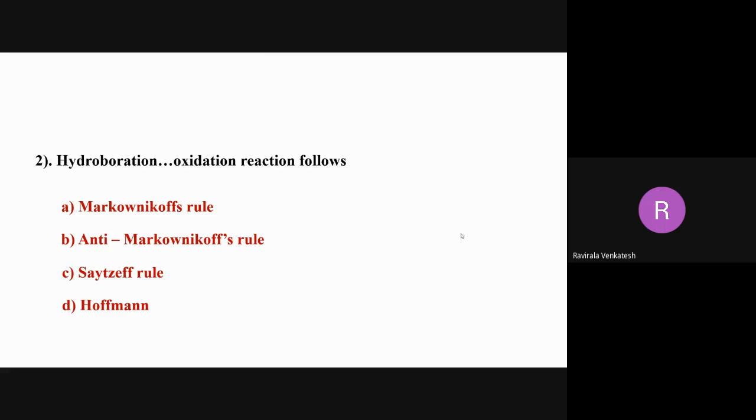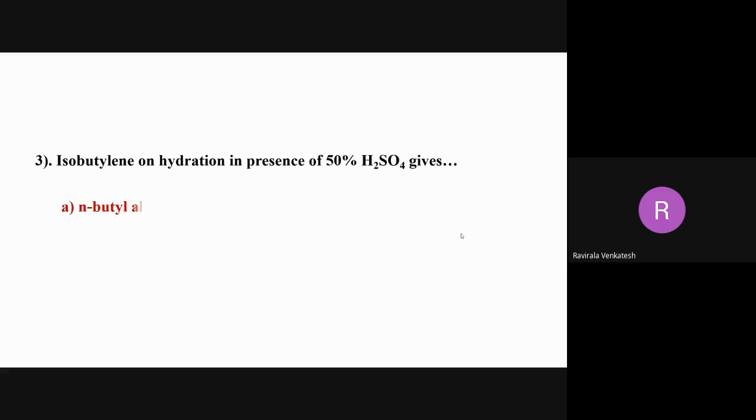Next, the hydroboration oxidation reaction follows which rule? Anti-Markovnikov. You have to remember it repeatedly, then it will be good. Tell me the answer for this one. They will give you isobutylene only.